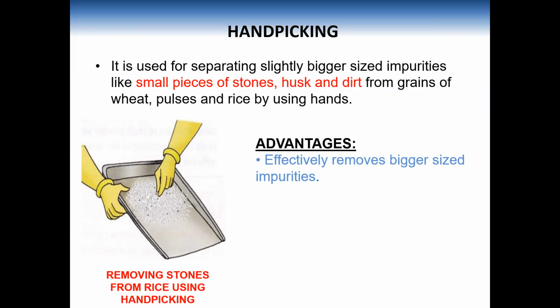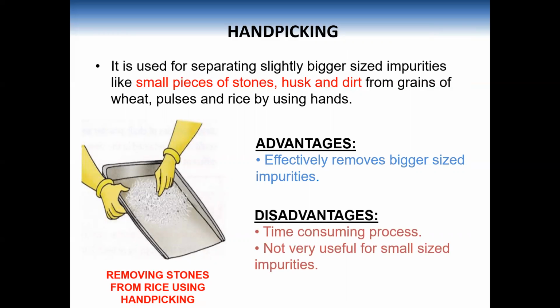What is the advantage of hand picking? It effectively removes bigger size impurities. What about the disadvantages? It is a time consuming process because here you are using your hands. It is not very useful for small size impurities.